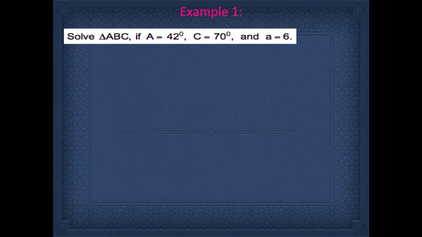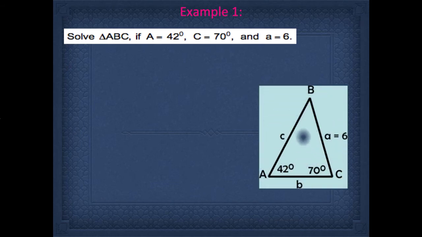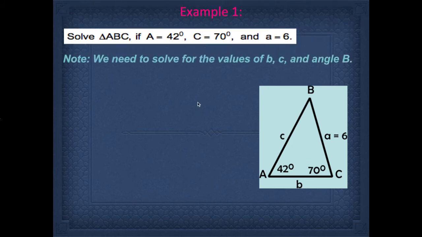Solve triangle ABC if angle A is 42 degrees, angle C is 70 degrees, and side a is equal to 6. So this is our triangle. Take note of the labeled parts, the given. When we say solve a given triangle, we mean that we need to solve for all of its three angles and all of its three sides. So we need to solve here for the values of sides b and c as well as angle B.